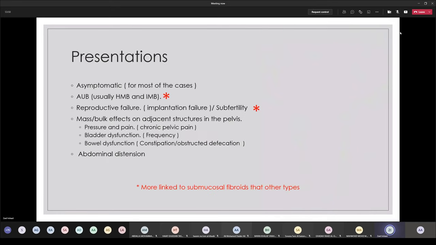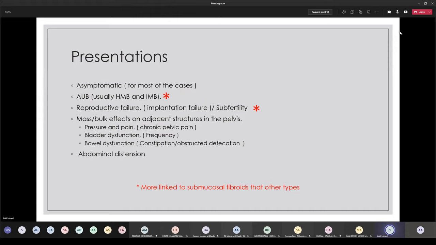Why are submucosal fibroids more important? Because certain presentations of fibroids are more significantly associated with submucosal ones, and some doctors will tell you that the other types of fibroids do not have such presentations. These presentations are abnormal uterine bleeding and recurrent implantation failure.